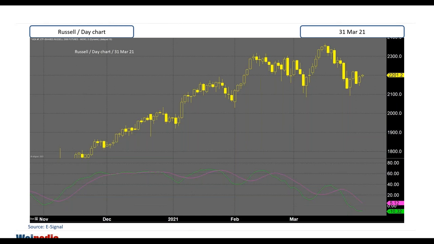Now, what is Russell? In the US, there are four major indices, and Russell is the least heard of. We know about NASDAQ, the S&P, and the Dow Jones. How about Russell? The Russell 2000 basically measures 2,000 smaller US-listed companies. How small are they? I just did some research this afternoon. They have market caps between 100 million and about 3 billion.